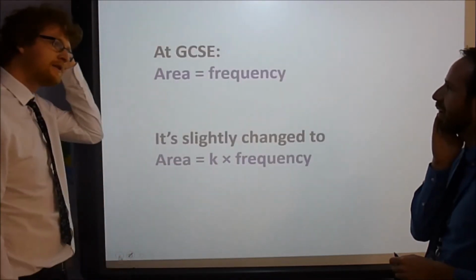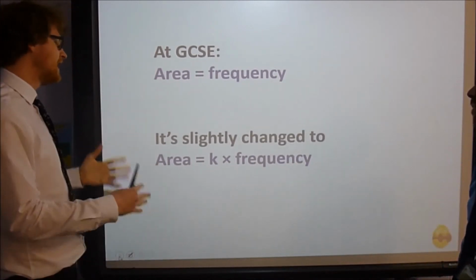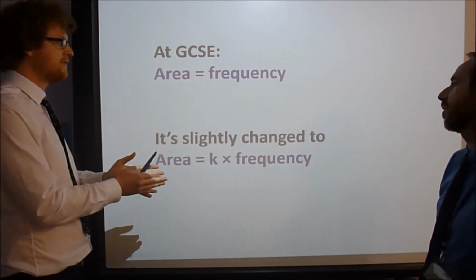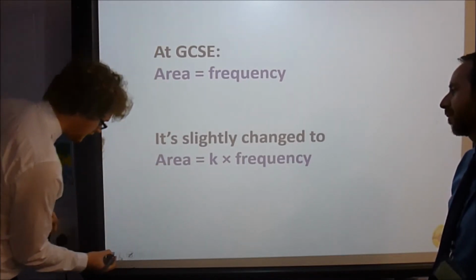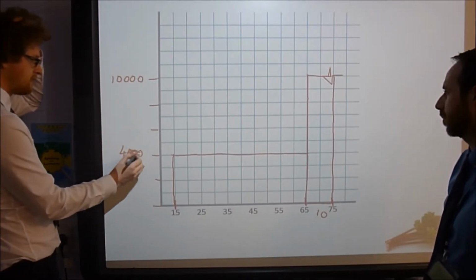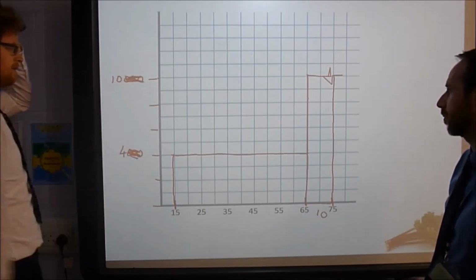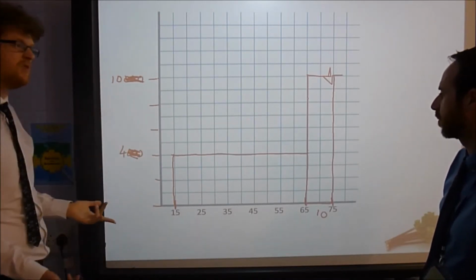Oh yeah, well I think at GCSE it was the same, but now, on a handy prepared slide here, at GCSE area is the same as frequency, but slightly changed: the area is k times frequency, or area is proportional to frequency. So, for example, on our example, we can get rid of maybe the thousands. So here we haven't changed the diagram at all, but we're working with easier numbers.